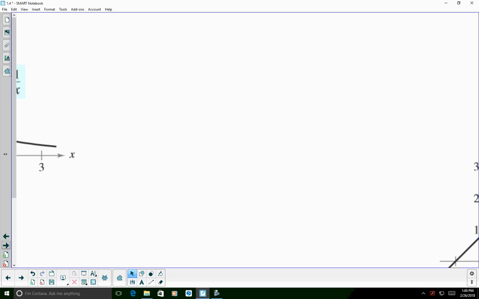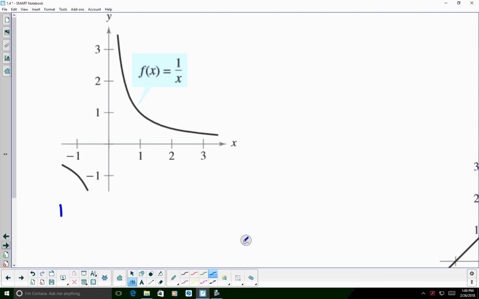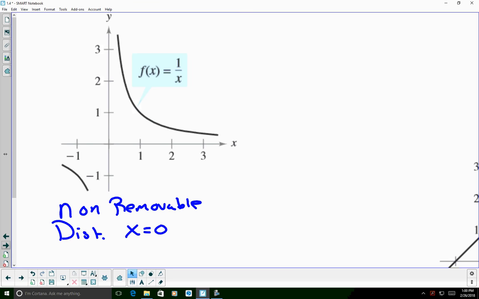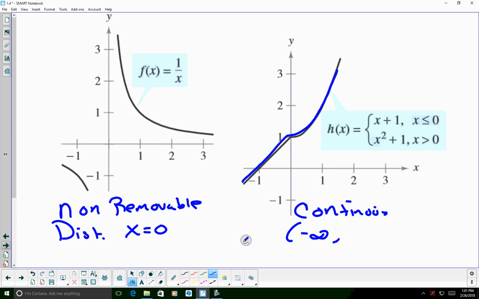And here are some examples. If I give you this one, that's the one we just did. This would be a non-removable discontinuity. We're just going to do DFC at x is equal to 0. If I look at this one over here, it's a piecewise function, and even though it changes directions, it is continuous on a whole interval from negative infinity to infinity, so it's never discontinuous.